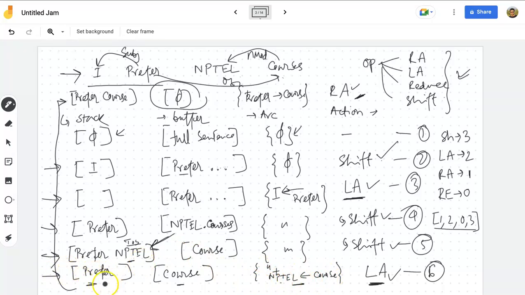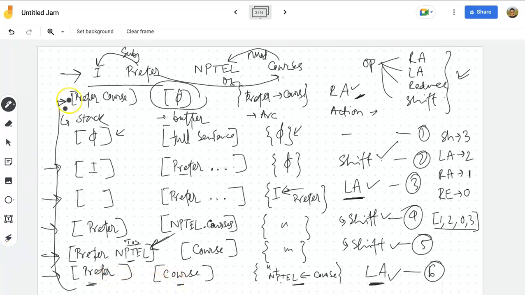Now the top of the stack has prefer, and the buffer has only one word, which is course. Is there any relation between prefer and course? If you see our sentence, there is a direct relation from prefer to course. What kind of relation is that? Prefer to course is from stack to buffer, so it's a right arc relation.